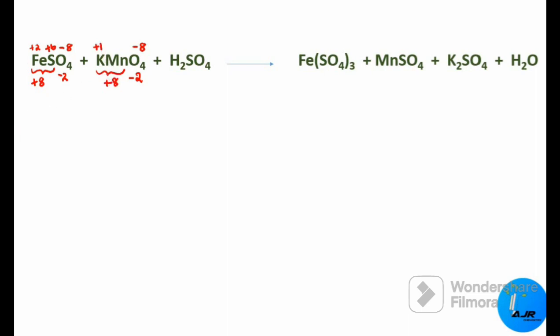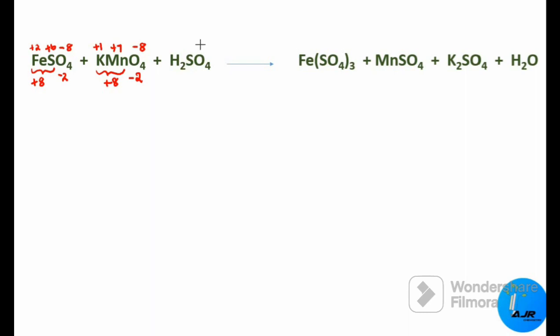So if K is having plus 1, the remaining will be plus 7. Then manganese will be having plus 7, since it is a neutral molecule. Oxygen is minus 8, so the remaining will be plus 8. If K is plus 1, since it is an alkali metal, then the remaining will be given to manganese, that is plus 7. Understood? Now move on to the next one, that is sulfuric acid.